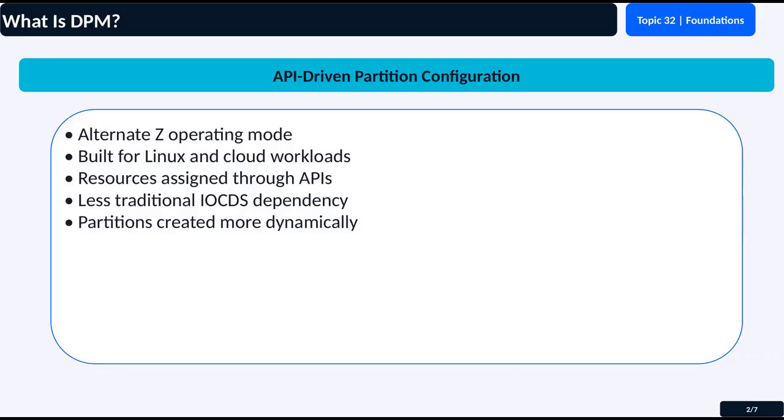DPM is an API-driven way to define and operate partitions, especially for Linux and cloud-style workloads. Instead of building every detail through a traditional I/O CDS before startup, administrators use management interfaces and APIs to create partitions and attach resources dynamically. The goal is to make Z feel more familiar to teams that already operate cloud platforms, while still using the same disciplined hardware foundation underneath.